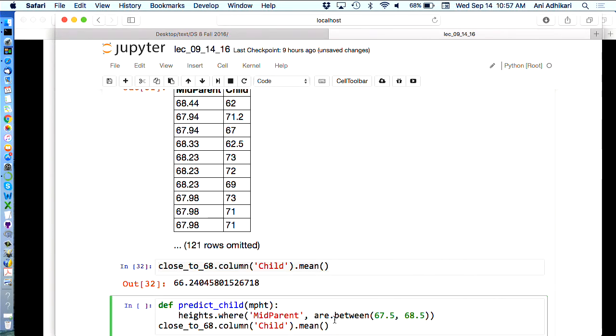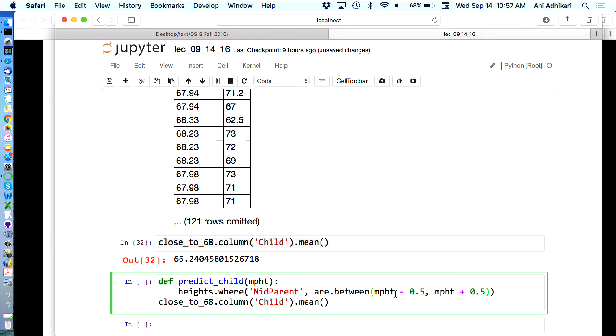Okay, so height dot where mid-parent height are between what and what? MPHT, the name of my thing, minus 0.5, and the other end, plus 0.5. So wherever I had 68, I'm replacing by the generic. And let me call that close without the 68. And that's what I want returned. Do you agree?